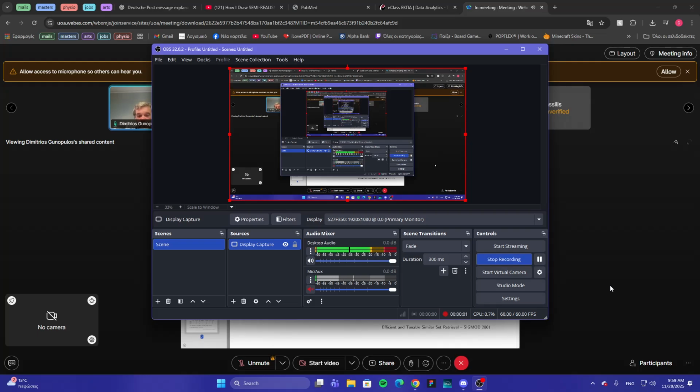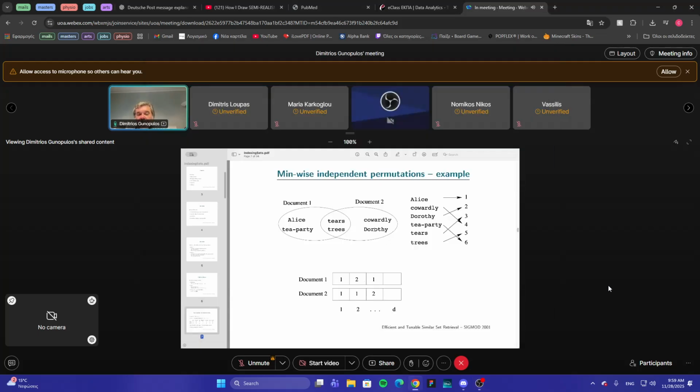Document one will get here in one. But document two, because it does not include the word Alice, will not get one here; it will get something else. And the second word is Dorothy, which does appear in document two, so it gets two here.